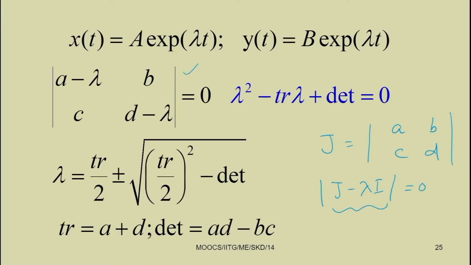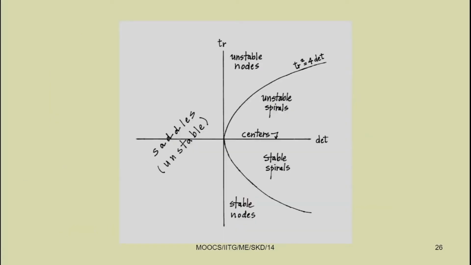Here, trace equal to A plus D, so you add the diagonal terms, that will give you the trace, and the determinant equal to AD minus BC. If you plot the determinant versus trace, you can define the system to be stable or unstable, and this stable or unstable can also be defined in terms of different types of responses.